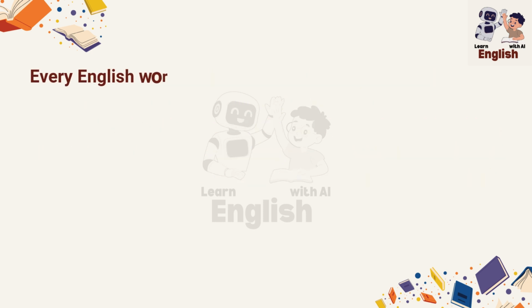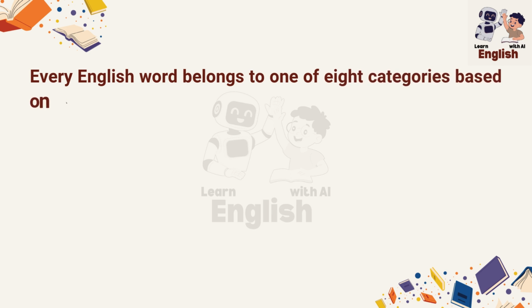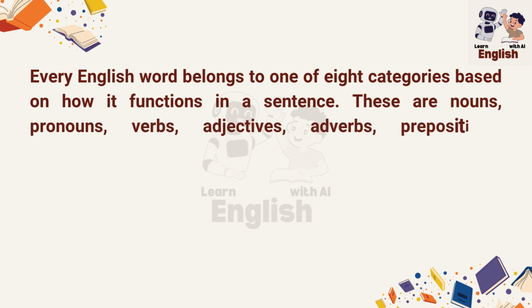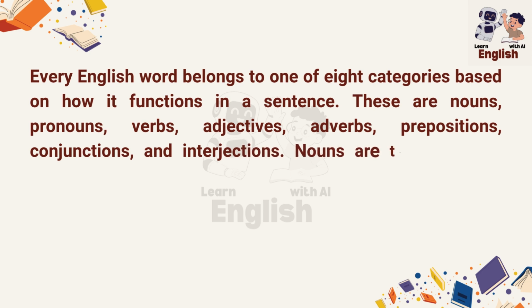Every English word belongs to one of 8 categories based on how it functions in a sentence. These are nouns, pronouns, verbs, adjectives, adverbs, prepositions, conjunctions, and interjections.